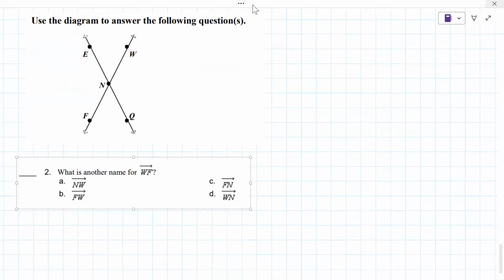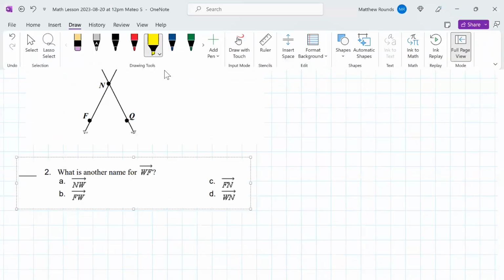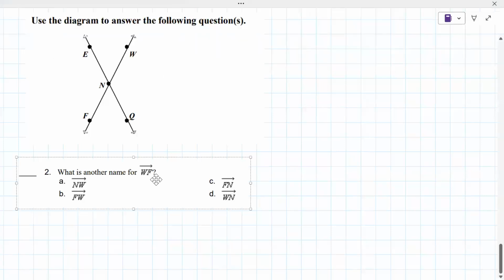So I have the advantage here of the color coding. Which one does it start at? Which letter? W. So it starts at W and it goes in the direction of F. So that's what it is. Sometimes it's helpful to color code it here. So if we want another one, it has to start at W.